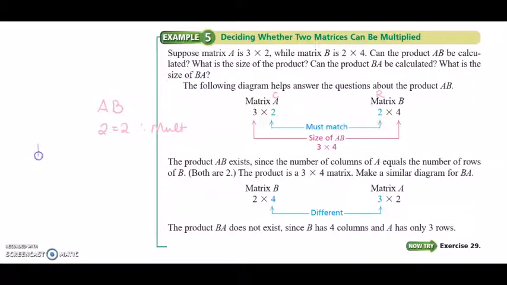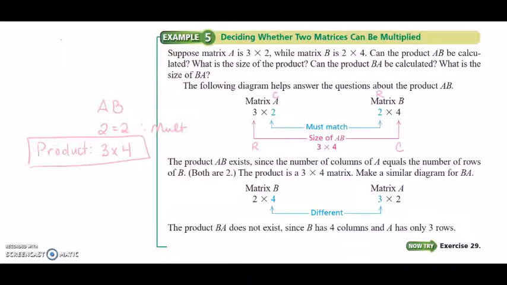The resulting matrix, the product of AB, the size of it will be equal to the number of rows in the first matrix by the columns in the second matrix. So even though this first matrix is a 3 by 2 and the second is a 2 by 4, the product will end up being a 3 by 4.